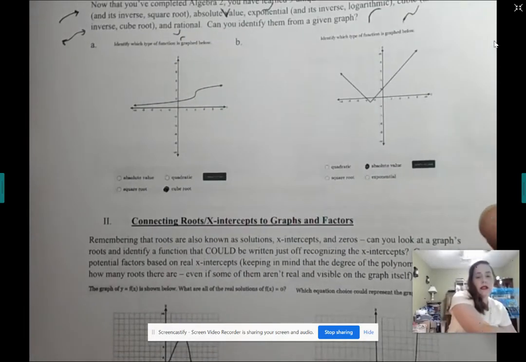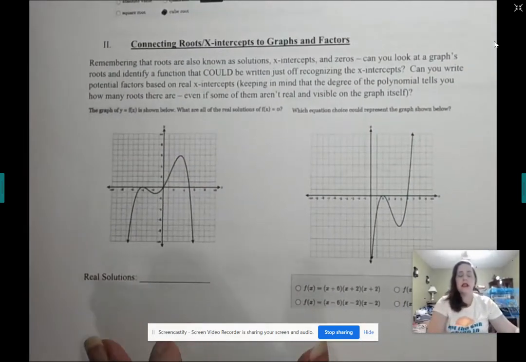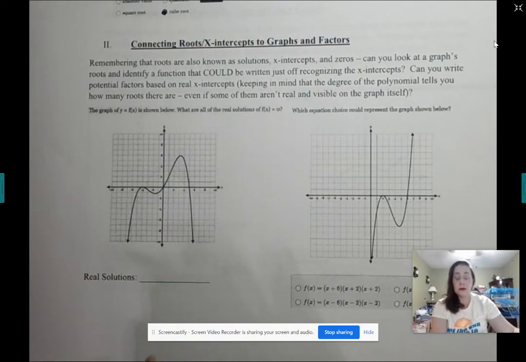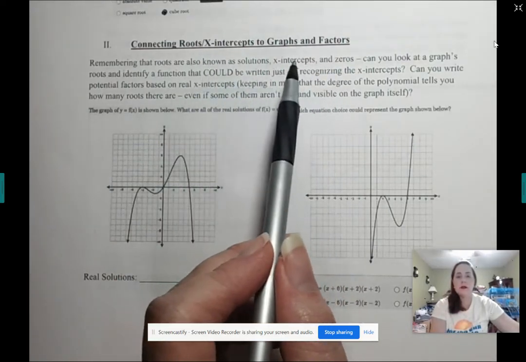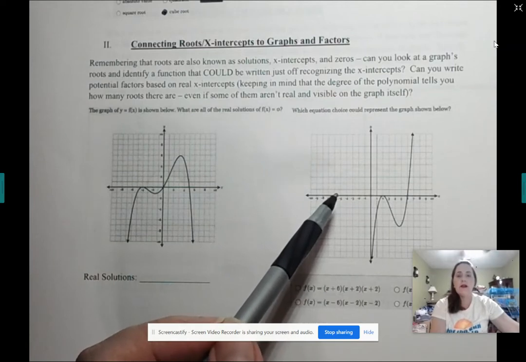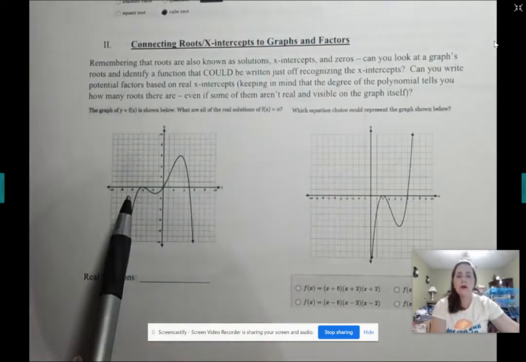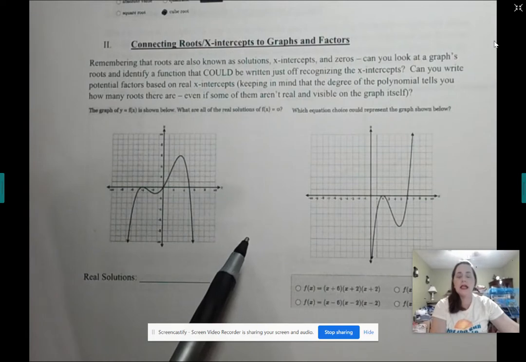Now, I really want to hammer home, and you're going to see this in a couple of different lessons this semester, this summer, connecting roots and x-intercepts to graphs and factors, maybe even tables. Remember that a root is known as a solution, an x-intercept, or a zero. Those are all synonyms meaning the same thing. So if you have a graph, can you look at where you see it crossing the x-axis and identify the solutions? Or even be able to write a version of an equation that could match that graph.